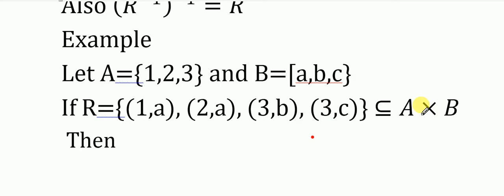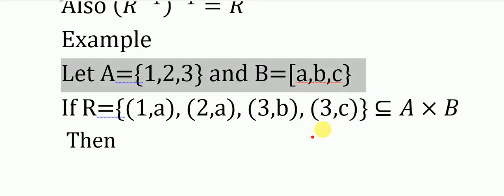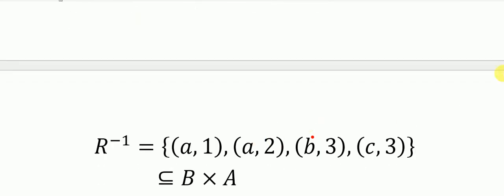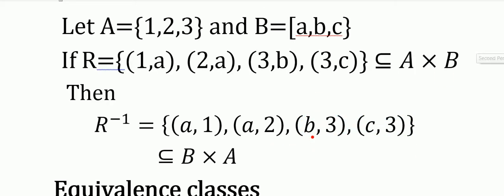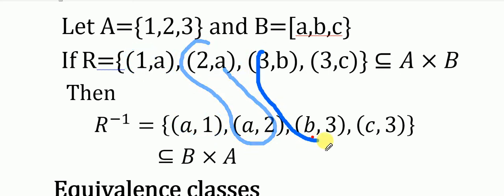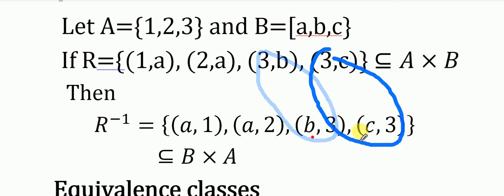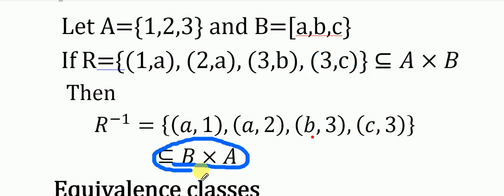Then the inverse is given by reversing the ordered pairs: (a,1), (a,2), (b,3) and (c,3). That is, if R equals {(1,a), (2,a), (3,b), (3,c)}, then reverse these ordered pairs: (a,1), (a,2), (b,3) and (c,3), which is clearly a subset of B cross A.